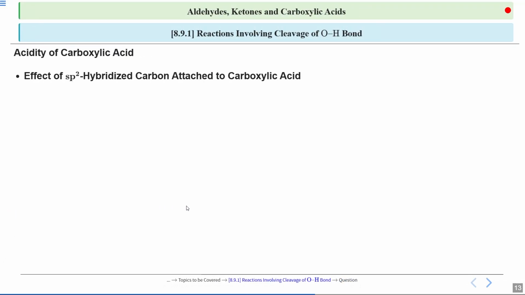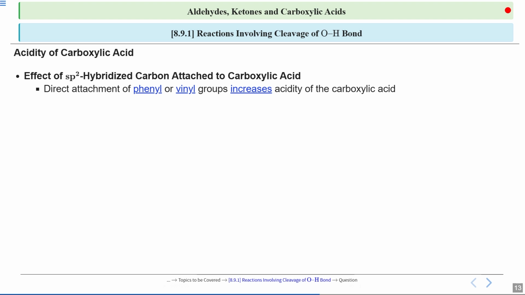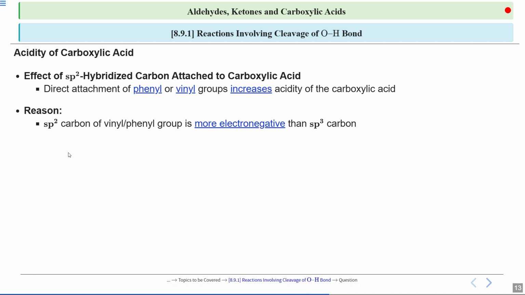Now we will see the effect of sp2 hybridized carbon attached to a carboxylic acid. Direct attachment of a phenyl or vinyl group increases the acidity of the carboxylic acid. So if a phenyl or vinyl group is directly attached to a carboxylic acid, it will increase the acidity. The reason is that the sp2 carbon of the phenyl or vinyl group is more electronegative than sp3 carbon.